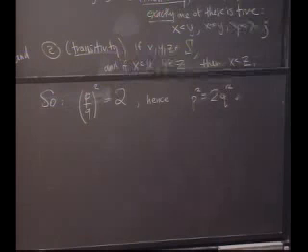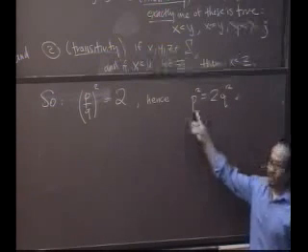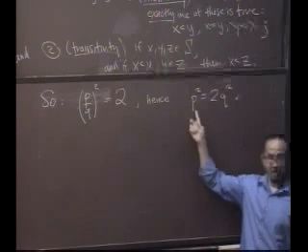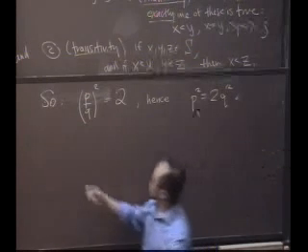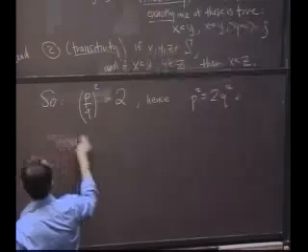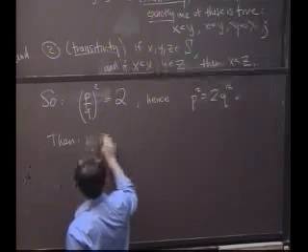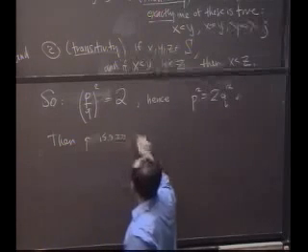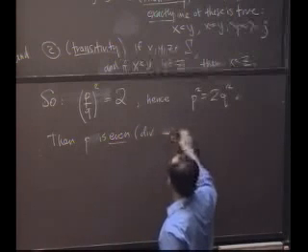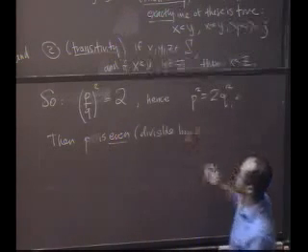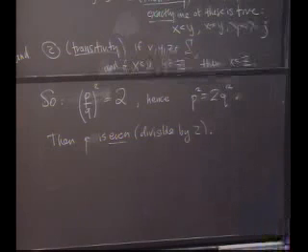So what can I conclude about the number p? It's even because it is divisible by 2. Then p is even. And I'll say it this way because this might be a better way of thinking about it. It's divisible by 2. Why is p even? There's a little bit of a jump here. Yes?